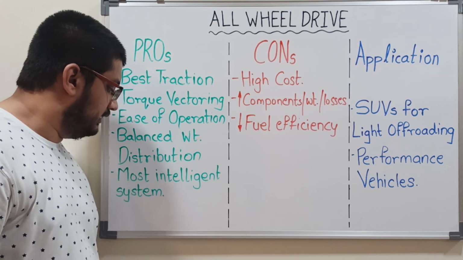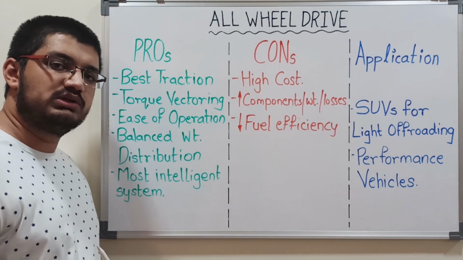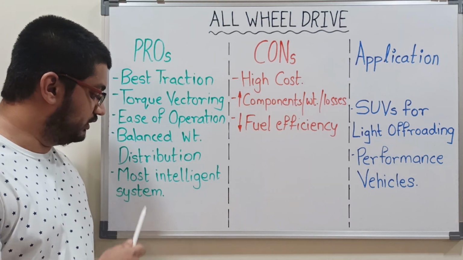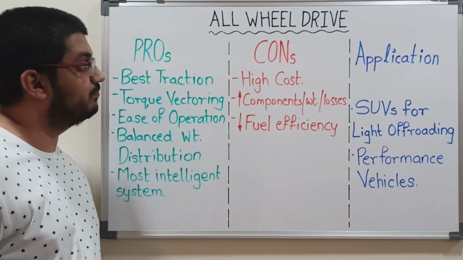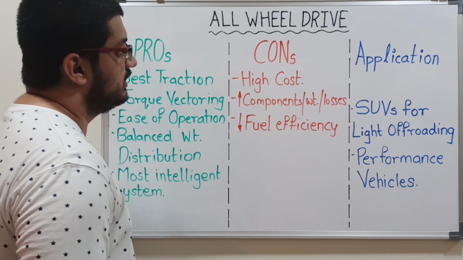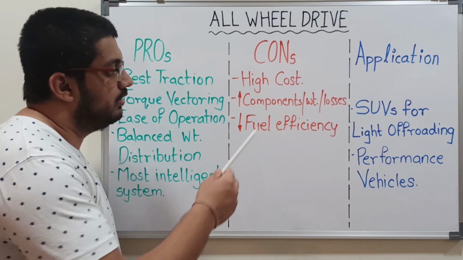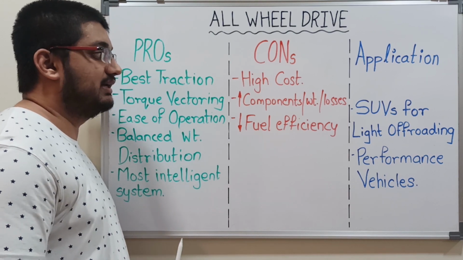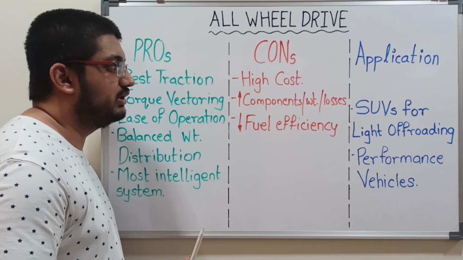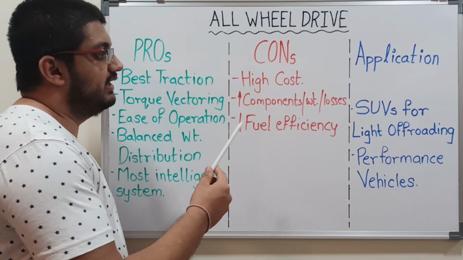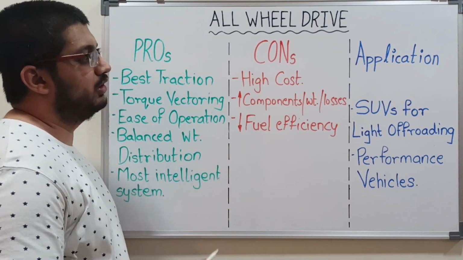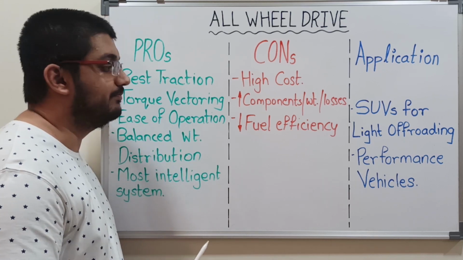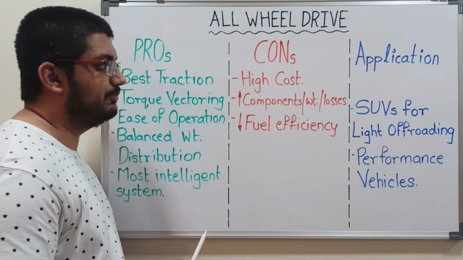And the last point, so as this is an electronically controlled system, it is a very intelligent system and the driver doesn't have to do anything. So it is the most intelligent system of all the layouts of drive. Then let's move on to the cons. The biggest con is obviously very high cost and expense of this type of system. As there are electronic components, there are mechanical components, it is very costly. Then the next point is more number of components, more is the weight, more are the losses, and hence less is the fuel efficiency. The fuel efficiency is very low in these type of layouts.